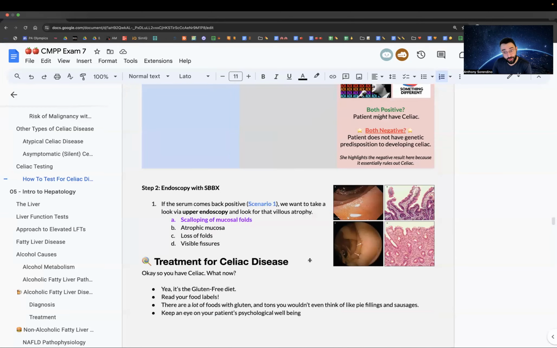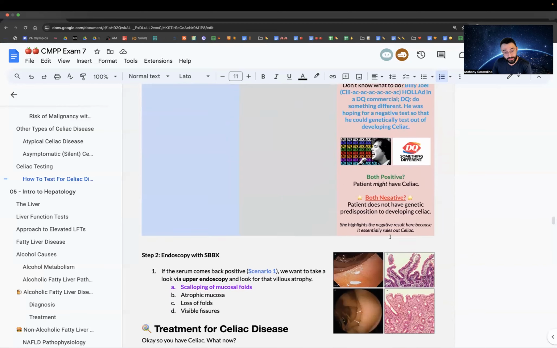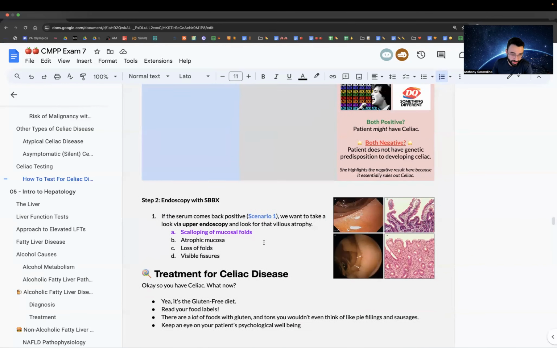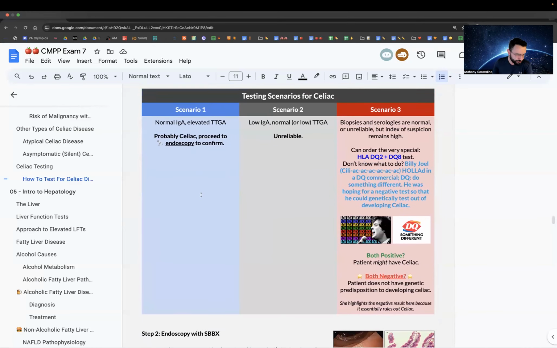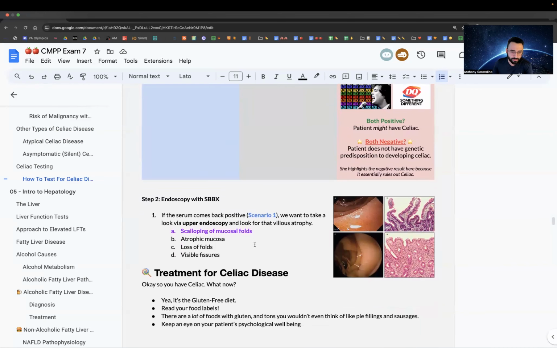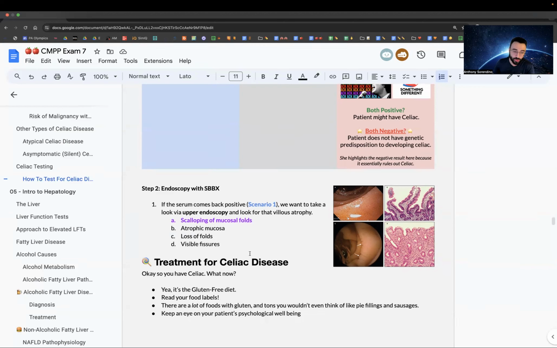Okay, once you have a positive test, remember I said the patient might have celiac, you still have to do an endoscopy and a small bowel biopsy, okay? So I think specifically if scenario 1 comes back positive, we can then do an upper endoscopy. And we're going to look for that villus atrophy. We're going to look for scalloping of mucosal folds. I definitely think that could be a question. If you see scalloping of mucosal folds, it's going to be celiac, okay? You can also see visible fissures and then an atrophy of the mucosa.